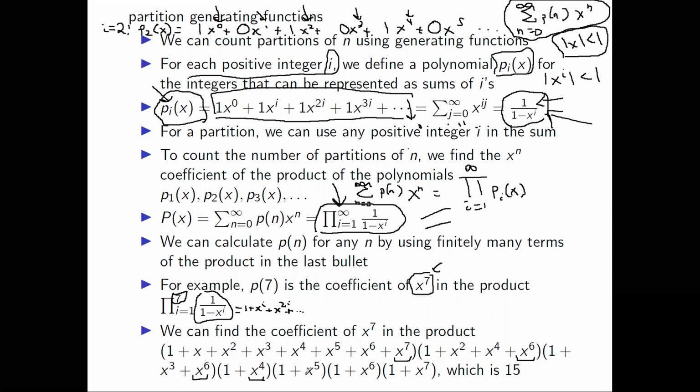Same with P5 of x, we just terminate it at x to the 5th, because x to the 10th would be too large. P6 of x, we terminate at x to the 6th, because the next one would be x to the 12th. And P7 of x, terminate at x to the 7th clearly, because the next one would be x to the 14th. And so we just multiply together these 7 finite polynomials.